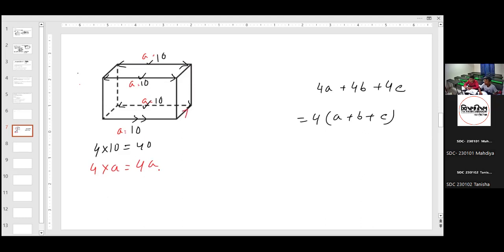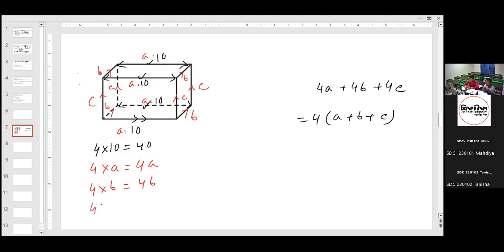We have this breadth is B, this one is also B, this one is also B, and this one is also B. And if I ask you what is the sum of the breadths, what are you going to do? 4 into B is 4B, right? And C is the height, C is the height, C is the height, and C is the height.